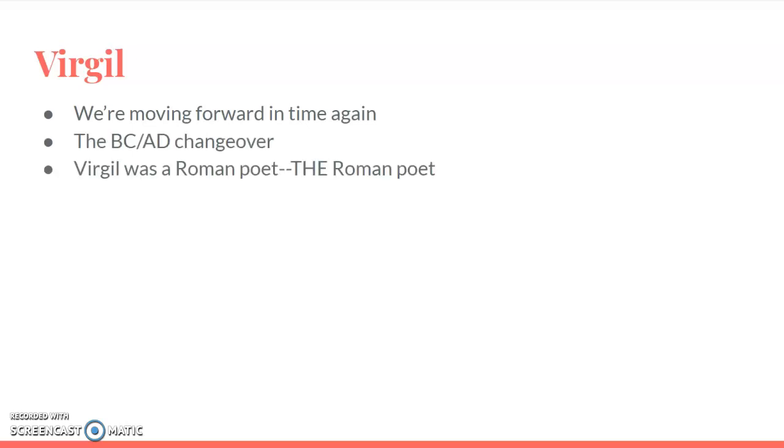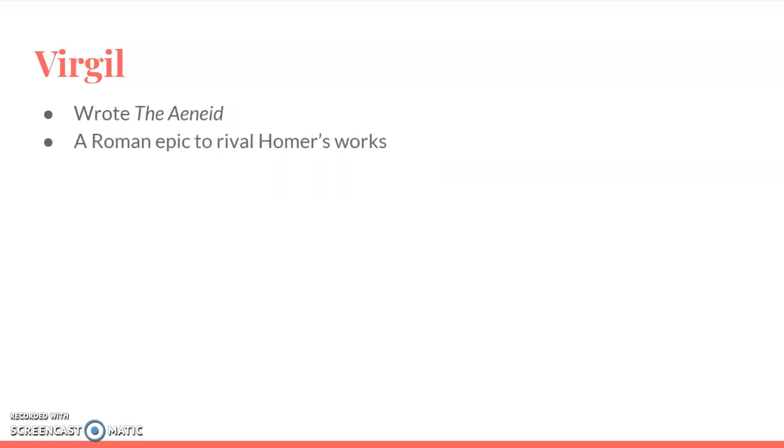So we're moving forward in time again to the BC AD changeover. Virgil was not just a Roman poet, he was the Roman poet. He was considered the most foundational, central figure of Roman literature, and we're going to see why.